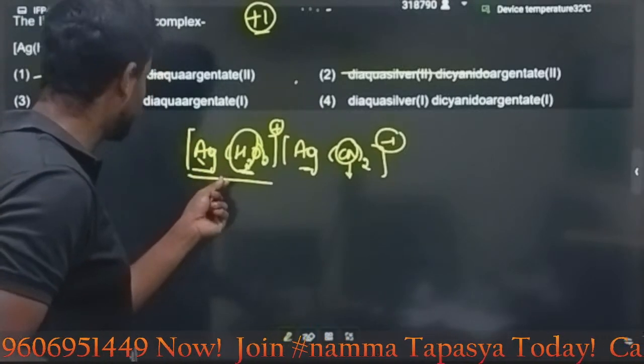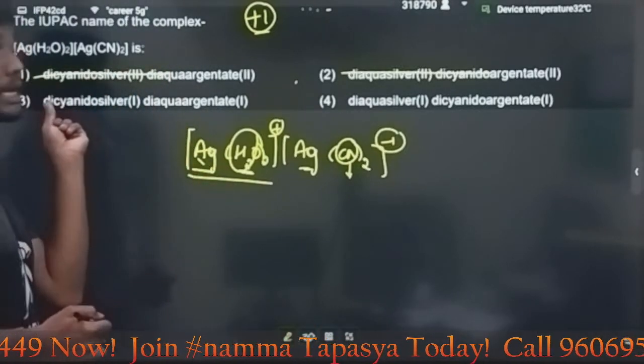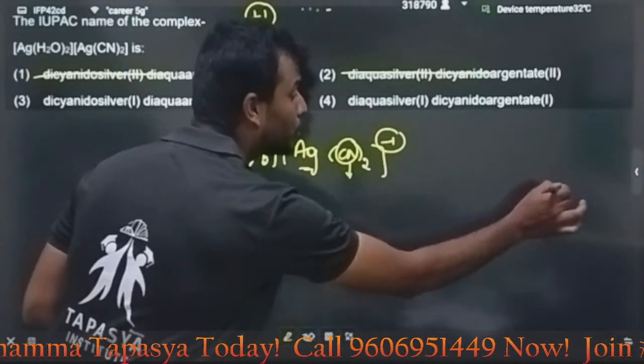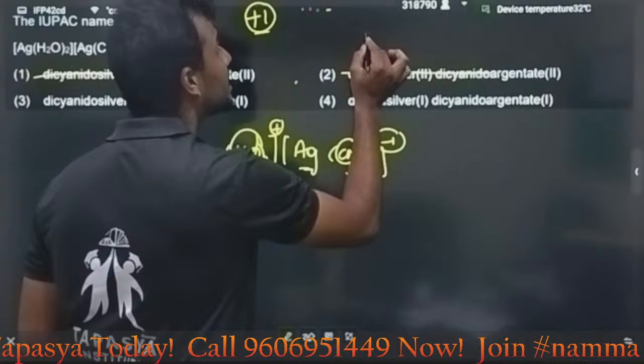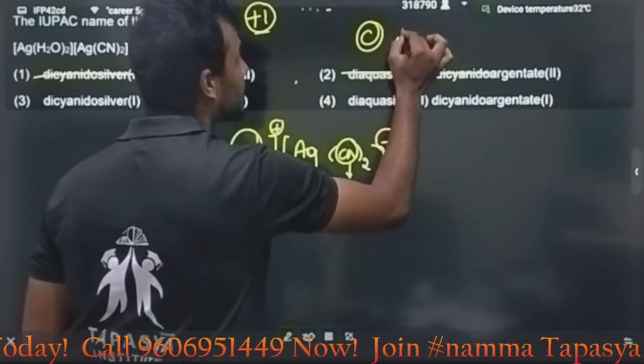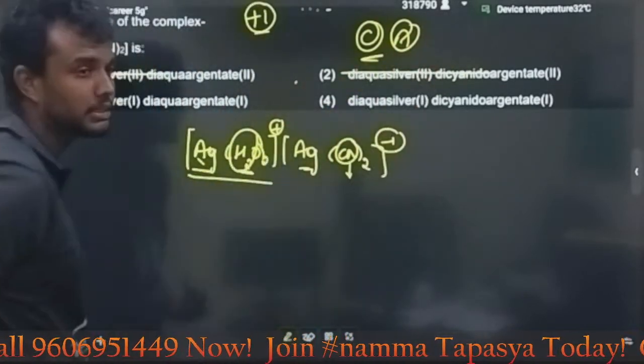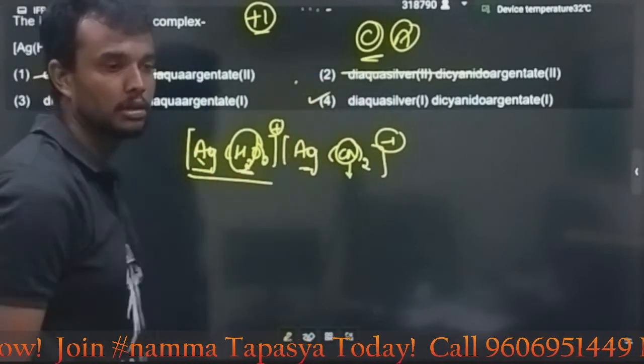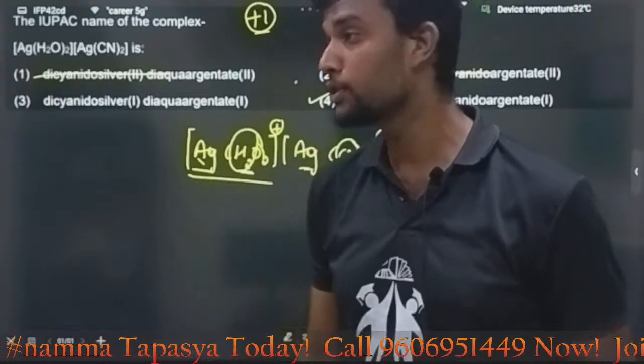If you come to the third and fourth option, my dear bacho, look here. Very simple. Here dicyanide is there. We already know the order. How to write the IUPAC name? First you need to start with the cationic complex. Cationic, then anionic. Cationic is first. Then you need to use aqueous. That's why the answer is 4.